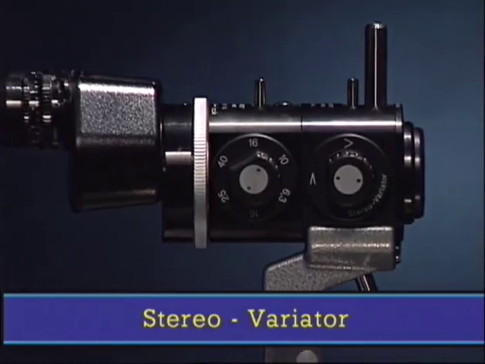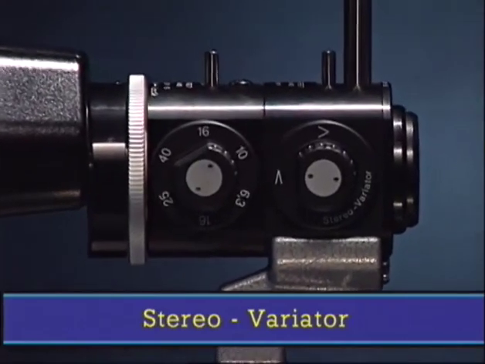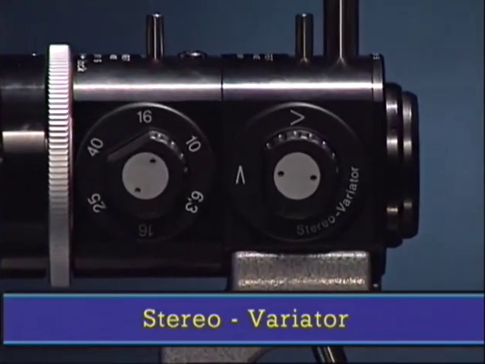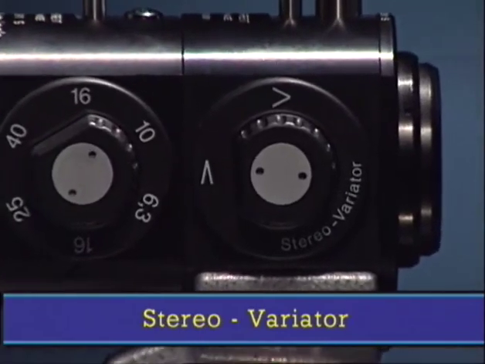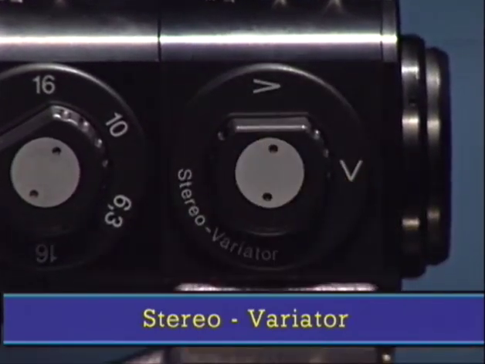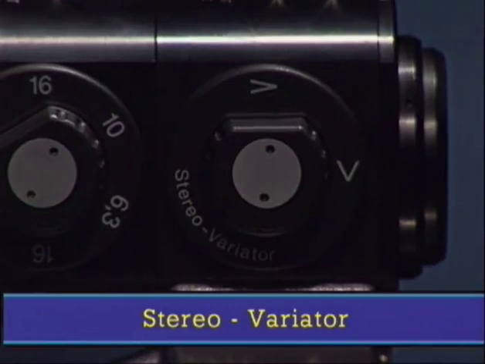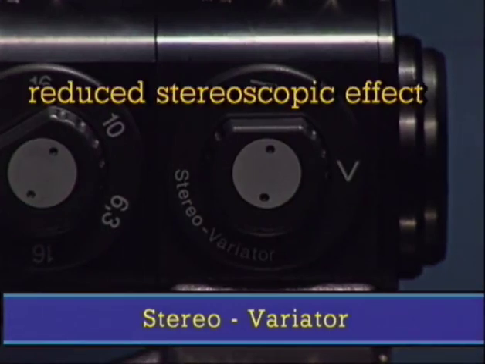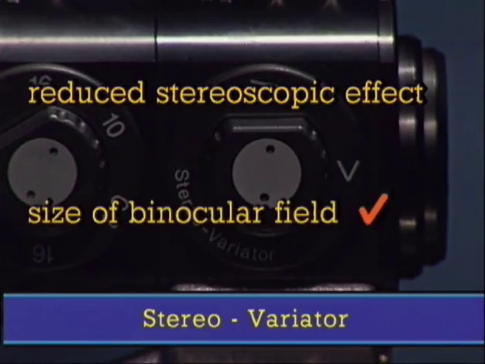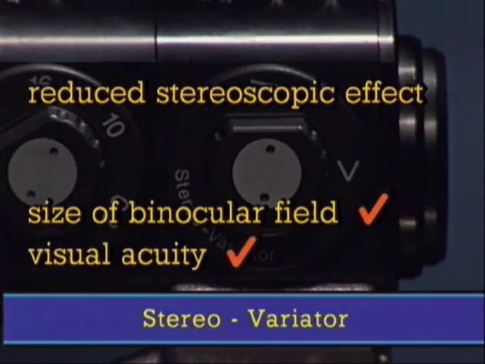A special optical device, the stereo variator, has been designed for the reduction of the distance between the microscope bundles. Of course, with a stereo variator, the reduction of the angle of binocular vision reduces the stereoscopic effect, but other benefits of binocular vision are preserved, such as the size of the binocular field and better visual acuity.